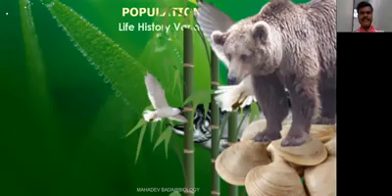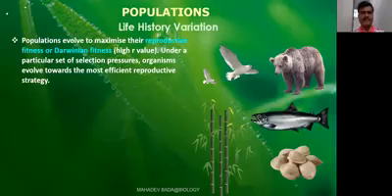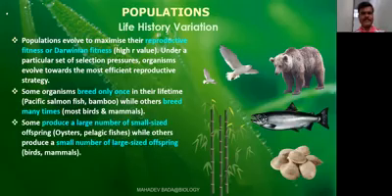Let us see life history variation. How the variation in the life of the living organism is there. It's not the same for all the living organisms. It differs from species to species. Populations evolve to maximize their reproductive fitness or Darwinian fitness.